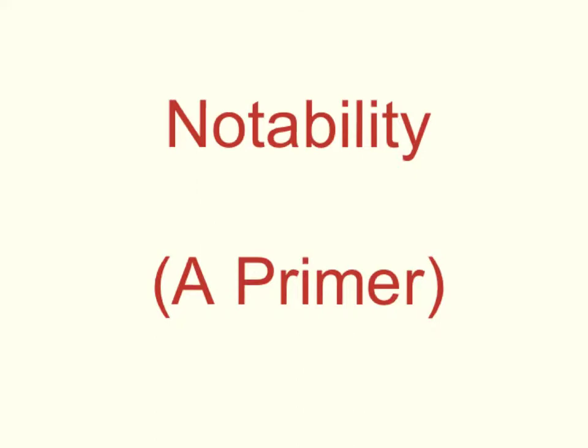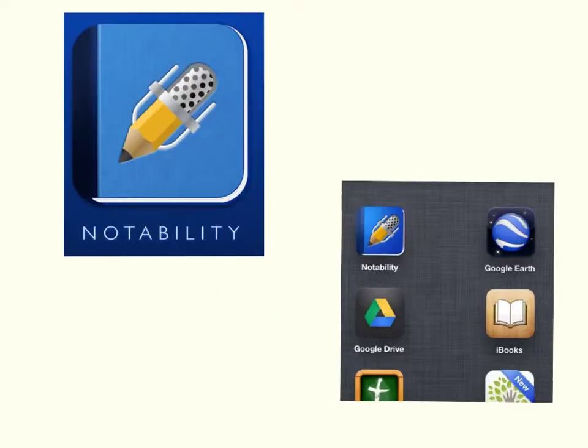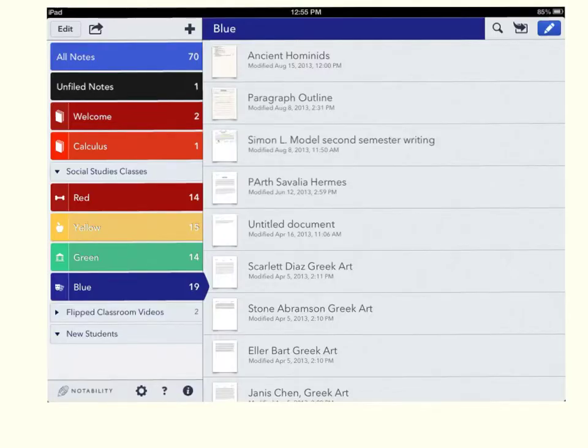So let's get started. The first thing you should be familiar with is how to find Notability in the first place. On the left is a picture of the icon for Notability, and on the right is what it will look like when you open it on your iPad. All you have to do is tap your finger on the icon, and we're off to the races. When you open up Notability, it will look something like this.